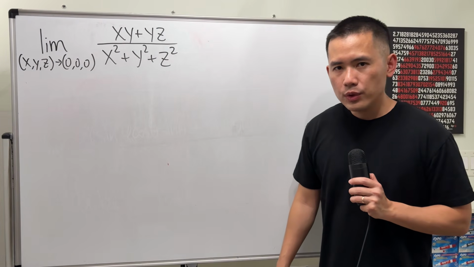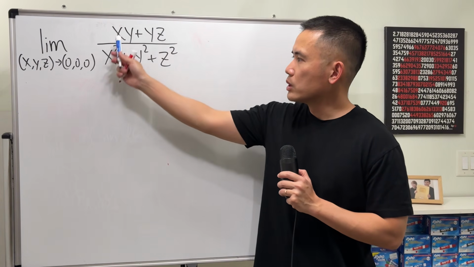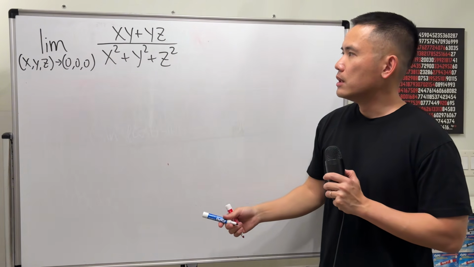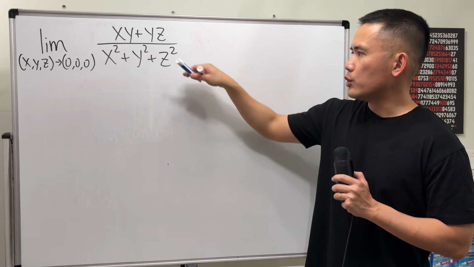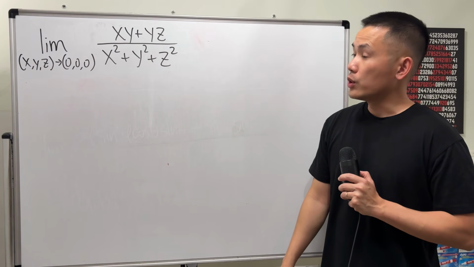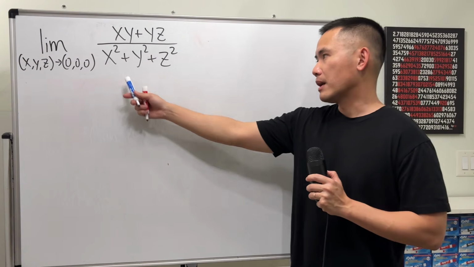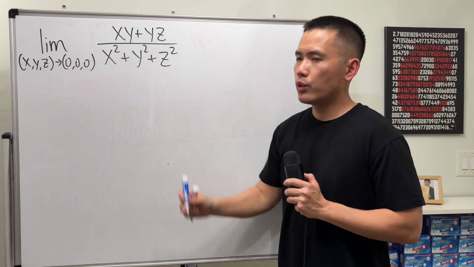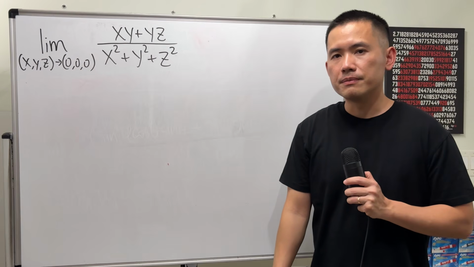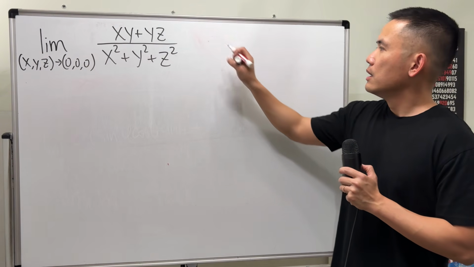Let's see how we are going to evaluate the limit of this multivariable function, where x, y, z approach 0, 0, 0. If we put 0 into all the variables, we get 0 over 0, so we cannot draw any conclusion yet. What do we do though? On the bottom, we have x squared plus y squared plus z squared, so maybe we can use the spherical coordinate system. So let's have a look.